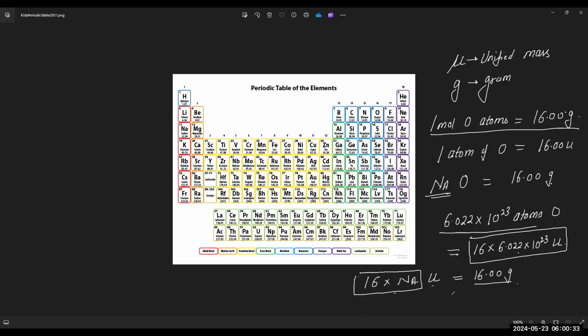So, Mayank, is it okay? We are checking the ratio, the relationship between U and gram. So, 16 and 16 cancelled. So, what is the relationship between U and gram? Avogadro's number of U is equal to 1 gram. Or 1 U, I'm just rearranging it. 1 U is equal to 1 gram divided by Avogadro's number.